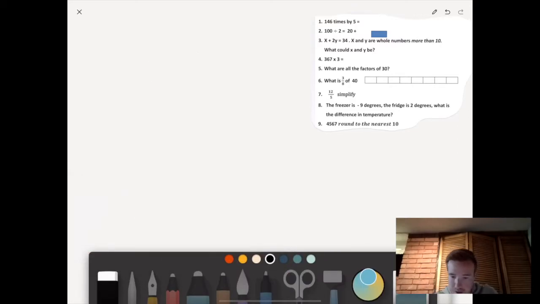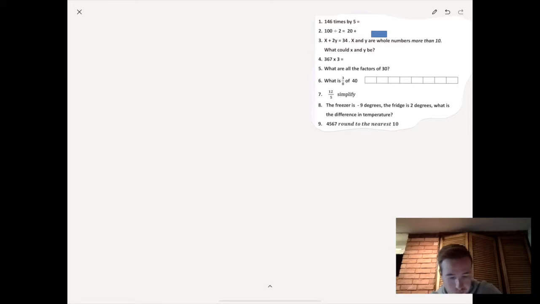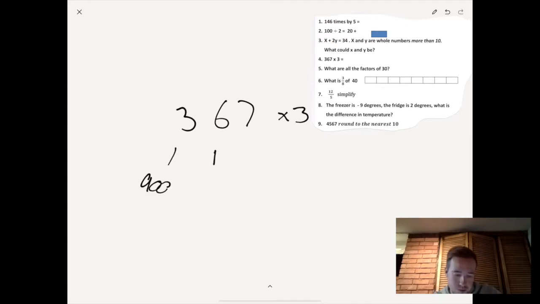367 times 3. Again, you could use a formal method for this one, but I'm going to use partitioning. 3 times 3 is 9, 900. 6 times 3 is 18, 180. And 7 times 3 is 21, which equals 1001. No, it doesn't. 1101, sorry.